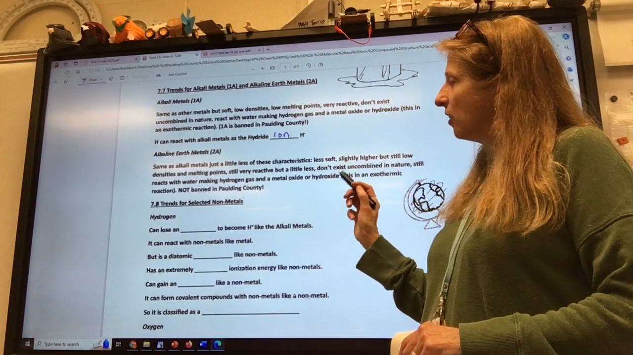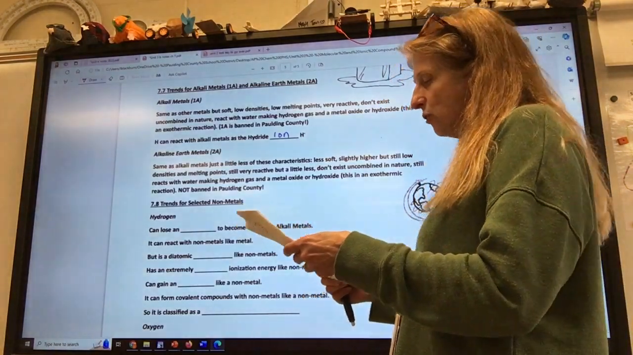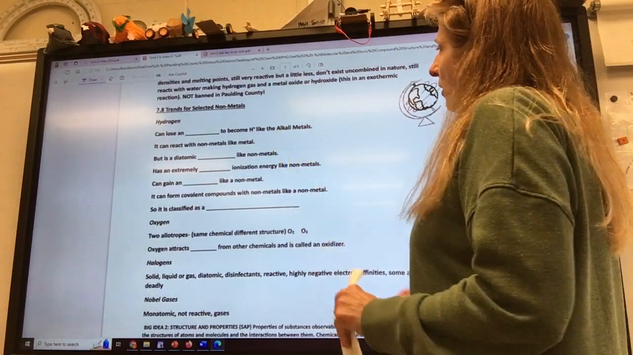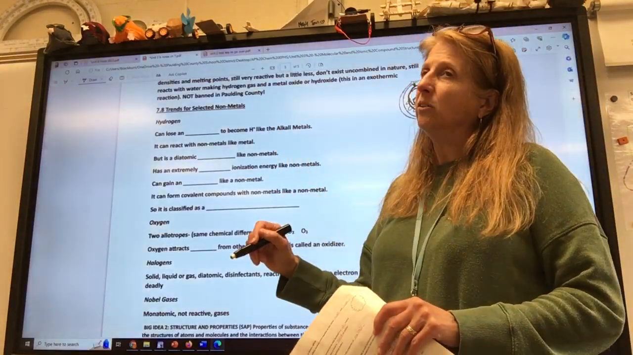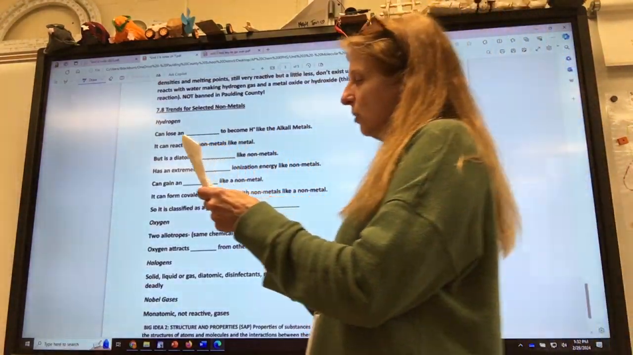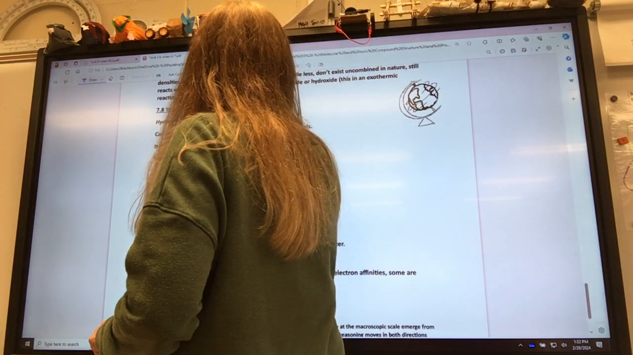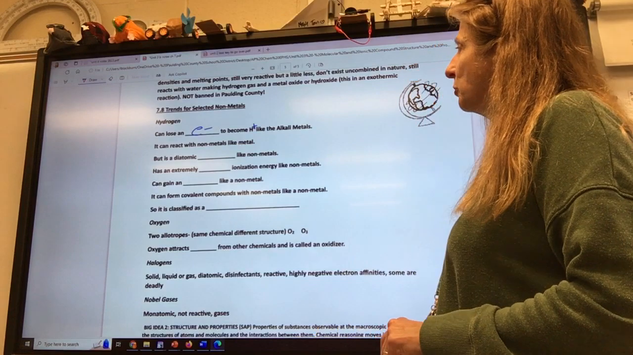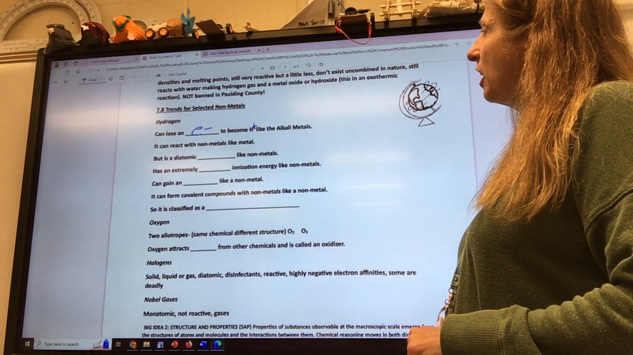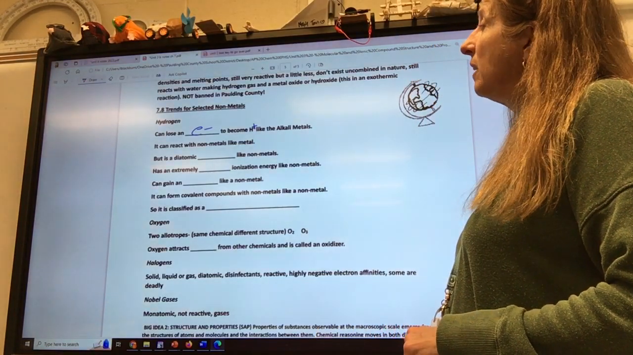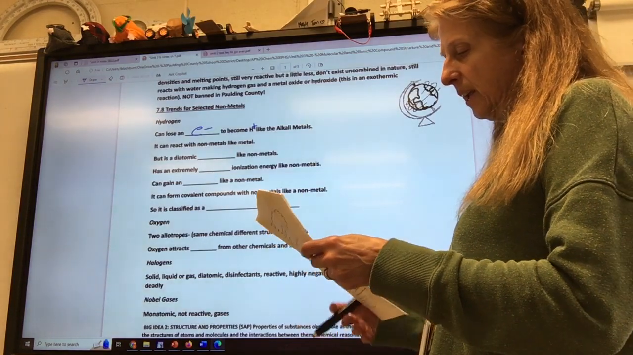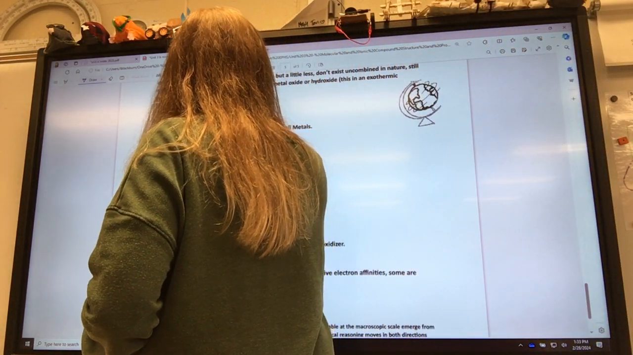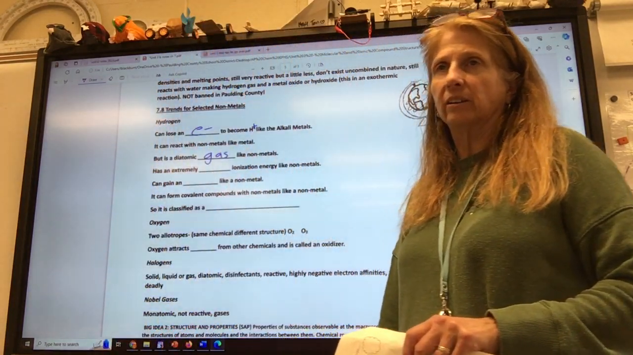Okay? Now, trends for selected nonmetals. Hydrogen. We're going to talk just a little bit more about hydrogen. There are things that make it like a metal and like a nonmetal. It can lose an electron and become H plus, that should be H plus, that was a typo, to become like an alkali metal. It can react with nonmetals like a metal. But it's a diatomic gas, and that is not very metallic, is it?